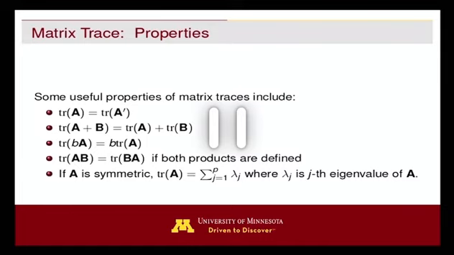And of course, if A is symmetric, the trace of A is going to be the sum of the lambdas. We're actually going to make use of this when we're working on principal component analysis, where we're going to be talking about the eigenvalues, the eigenvectors, and so on. Now, if I have a matrix A and A is symmetric, what do we mean by a symmetric matrix?